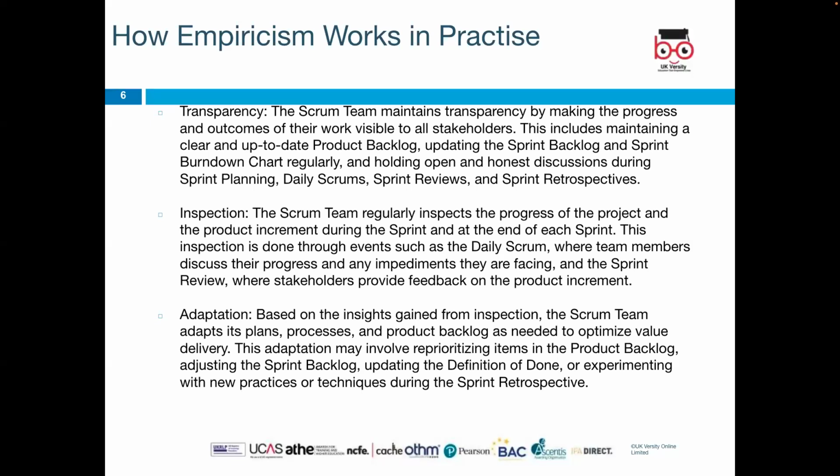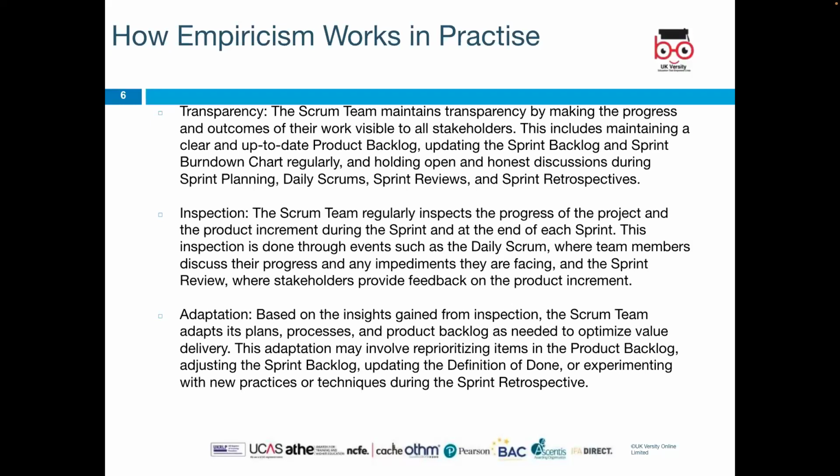Inspection. The Scrum team regularly inspects the progress of the project and the product increment during the sprint and at the end of each sprint. This inspection is done through events such as the daily Scrum, where team members discuss their progress and any impediments they are facing, and the sprint review, where stakeholders provide feedback on the product increment.